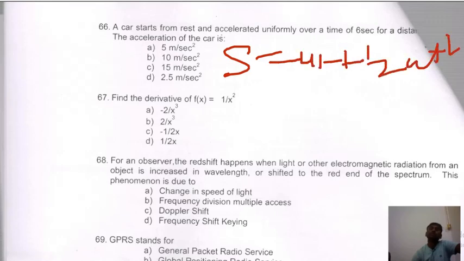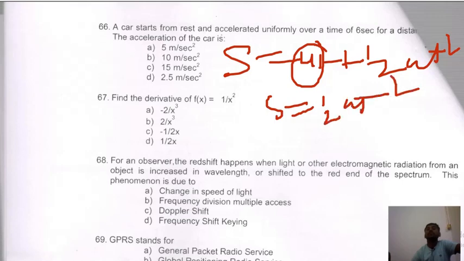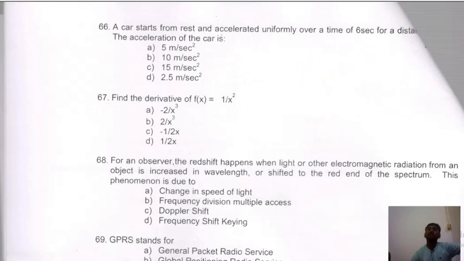This is an applied physics question. So u is 0, so that term goes, so s equal to the remaining half at square. So put t as 6 and s equal to 1, so we will get around 10 meter per second. Actually the distance is not clear here. Whatever distance you put here, I will check the original question once again, then we will find which is the answer.